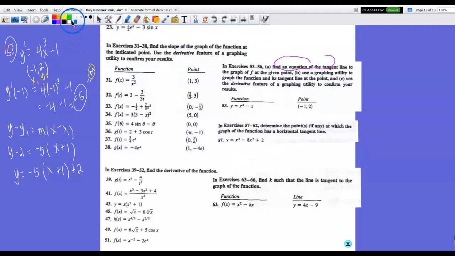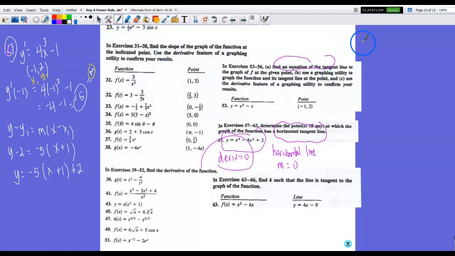So in number 57, our directions are determine any points, if any, where the function has horizontal tangent lines. So reading is really important. So we have to think about horizontal tangent lines. We know that a horizontal line, this is our brain work, has a slope of 0. So they're really telling us to figure out where the derivative of this function is equal to 0, because if the derivative is equal to 0, then there will be horizontal tangent lines. So that's my instruction right there. Figure out where the derivative equals 0.